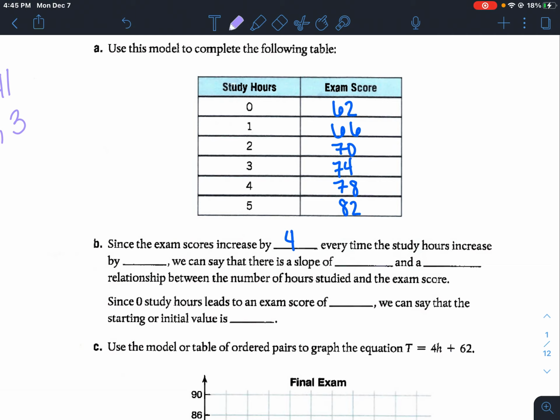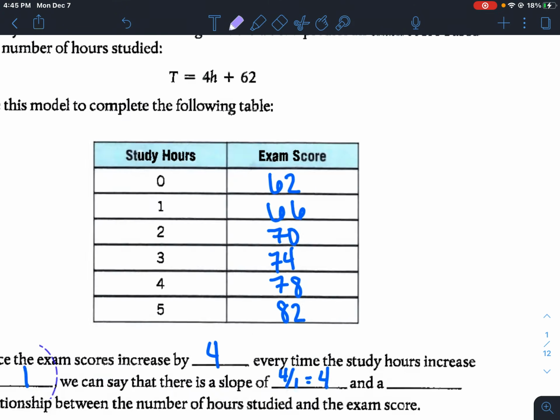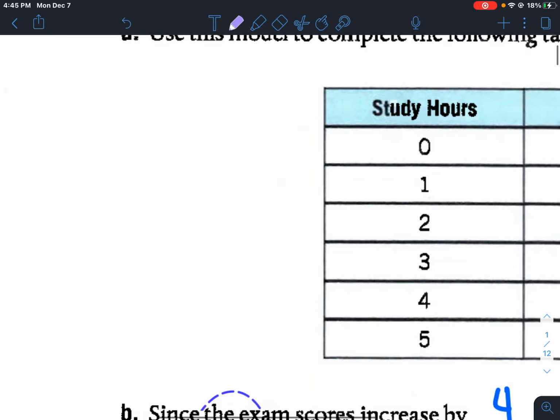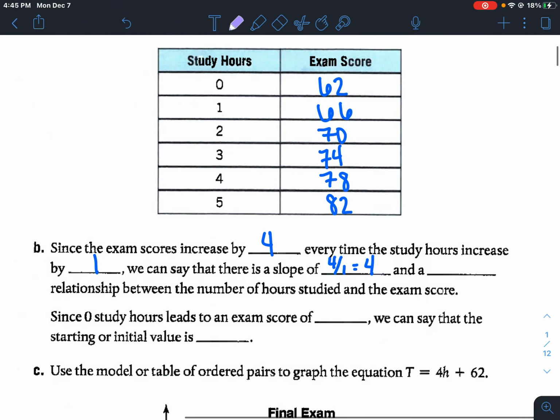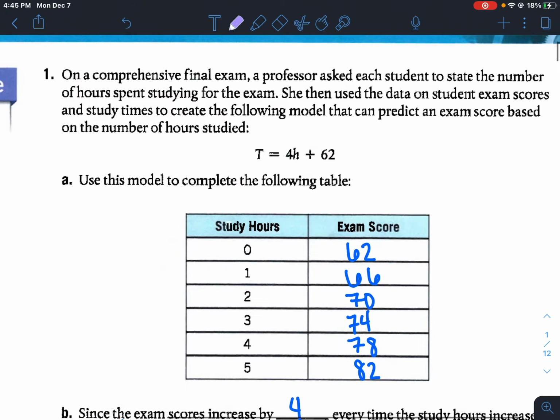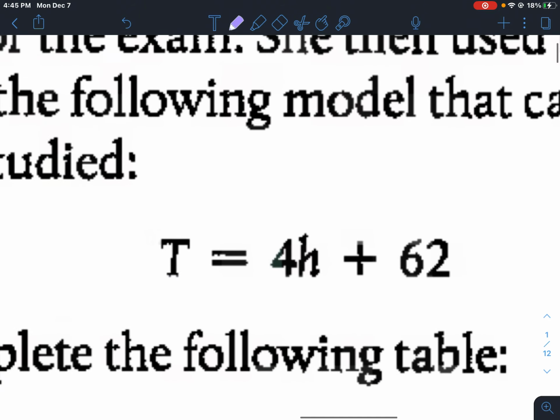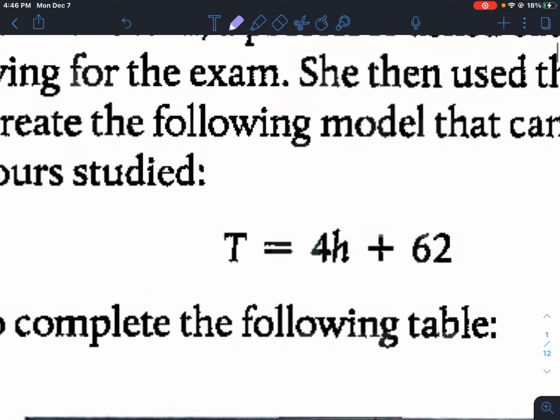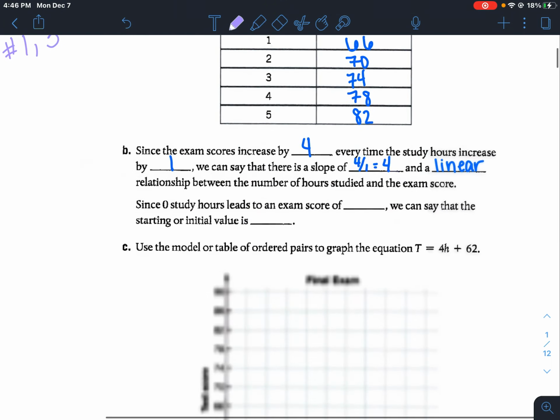As the hours studied increased by 1, we can say that there's a slope of what? 4 over 1. So we took the exam score over the number of hours studied, y over x, 4. And there's going to be what kind of relationship between the number of hours studied and the exam score? Hopefully you know that that's going to be linear. Also, because we had a linear regression equation given to us, y equals mx plus b, that's linear.